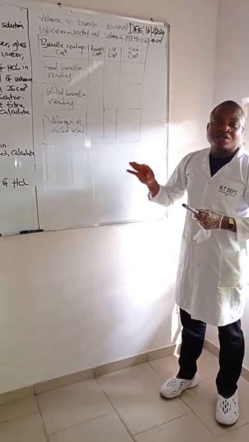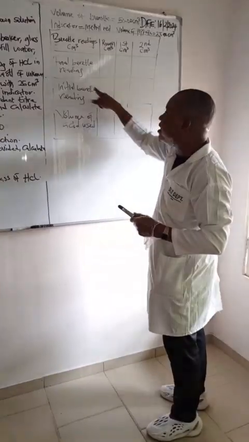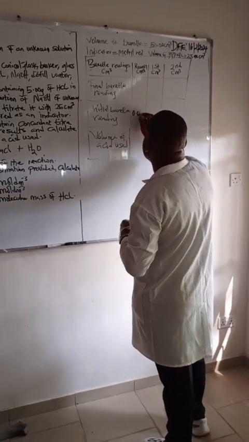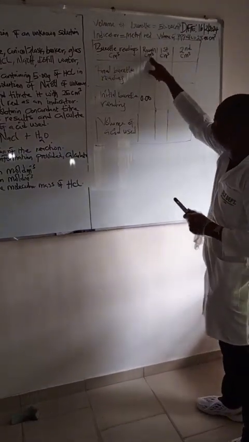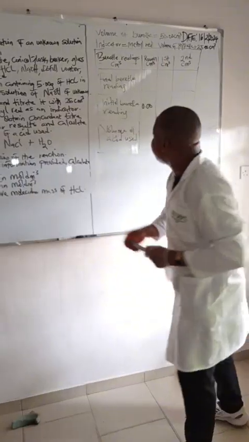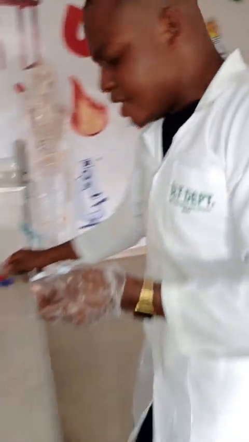Are you following? Yes. So now, for the rough titration, our initial is going to be 0.00. 0.00 in cm cube, cm cube is there. Now we are going to check it. That's our initial. Let's see what we have under the rough. Let's go back to our workbench.